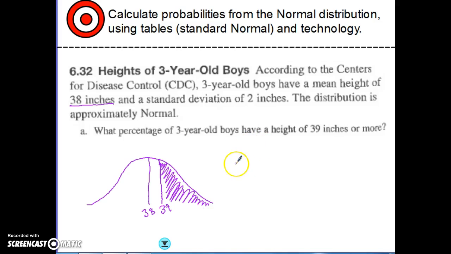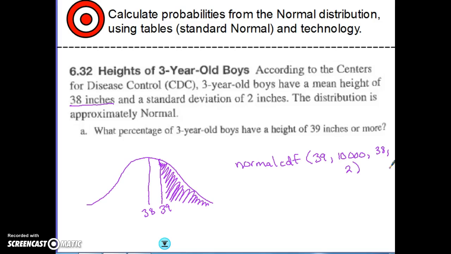Okay. So if I go to my calculator, it'll be normal CDF. I need the lower end of my range, so that's going to be 39. I'm going to need the upper end of my range, so that's going to be up here. So a very large number, maybe go for 1,000 or 10,000. Okay. And then I need my mean, which would be 38, and my standard deviation, which is 2. Okay, so go into your calculator.